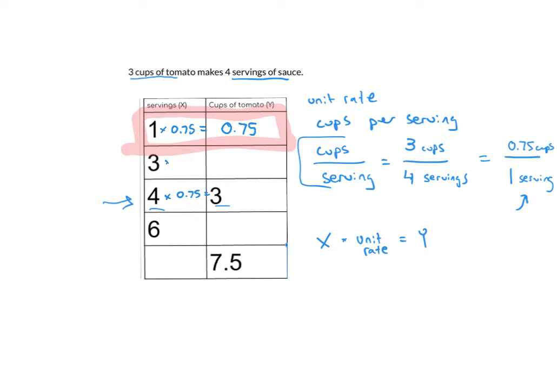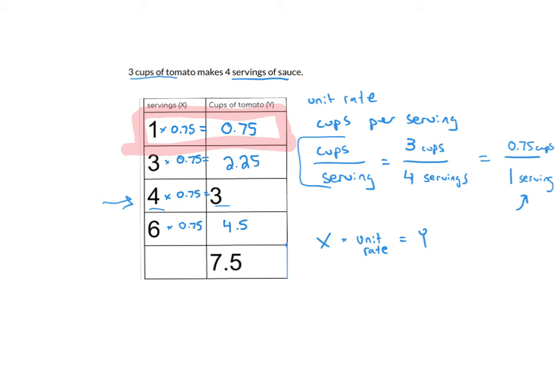So let's go ahead and do that for the ratios we don't yet know. So 3 times 0.75. Again, go ahead and grab your calculators. You're allowed to use those. That is 2.25. So we need 2.25 cups of tomatoes to get 3 servings of sauce. For 6, again, we'll multiply that by our unit rate. So 6 times 0.75, and that is going to be 4.5. So we need 4.5 cups of tomatoes to make 6 servings.